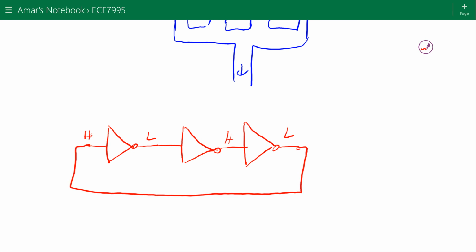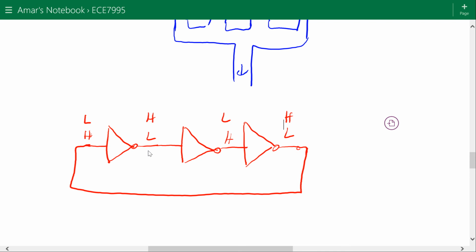So initially this is high, and so you get low here and then high here. And then the output of this inverter drives this thing low. So now your low signal propagates through here. Now this is low, and then the next inverter becomes high. The next inverter becomes low. This becomes high. And this flips the input again.